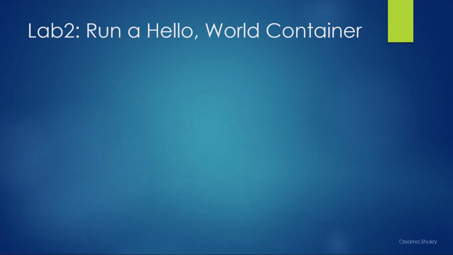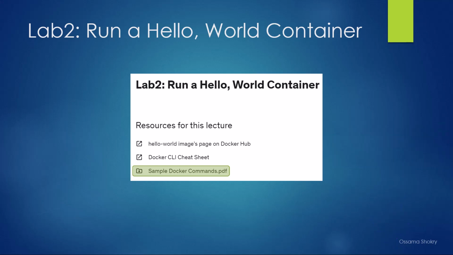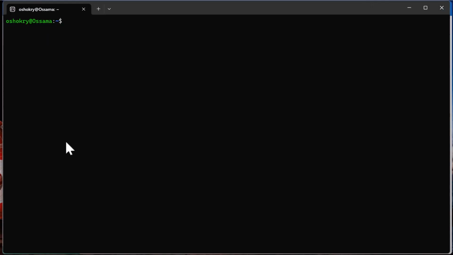In this lab, you will run a Hello World container on your own Docker Desktop environment. Let's get started. You can find a PDF file with the full list of the commands you will run under the resources attached to this lab. Please download this PDF now and keep it handy to help you with typing the commands for this lab. Start by launching the Ubuntu terminal from your Windows Start menu.